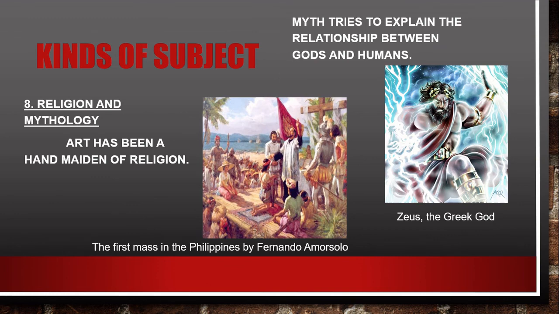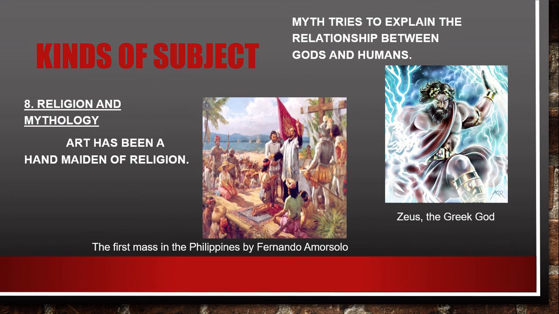Next, we have religion and mythology. Art has been a handmaiden of religion. Most of the world's religions have used the arts to aid in worship, to instruct, to inspire feelings of devotion, and to impress and convert non-believers. The Christian Church commissioned craftsmen to tell the stories about Christ and the saints in pictures, usually in mosaics, murals, and stained glass windows in churches. It also resorted to the presentation of tableaux and plays to preach and to teach.